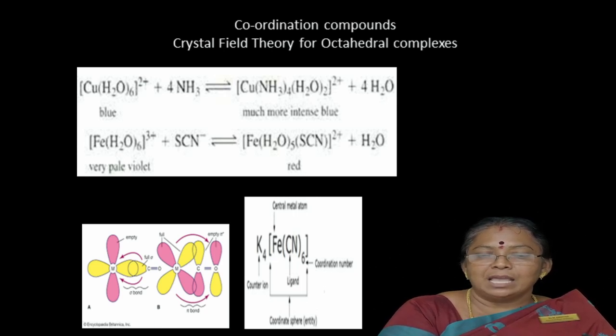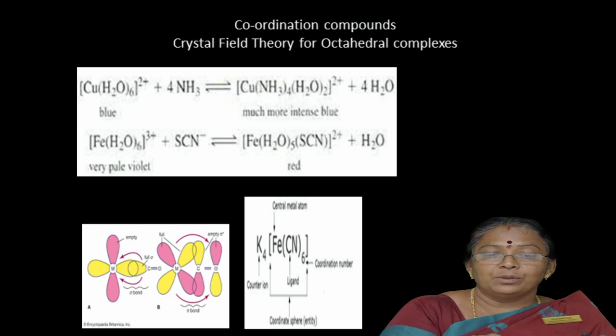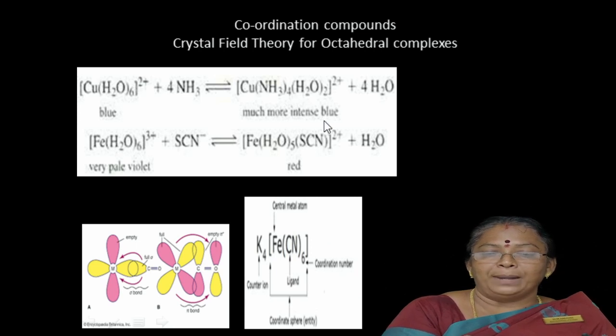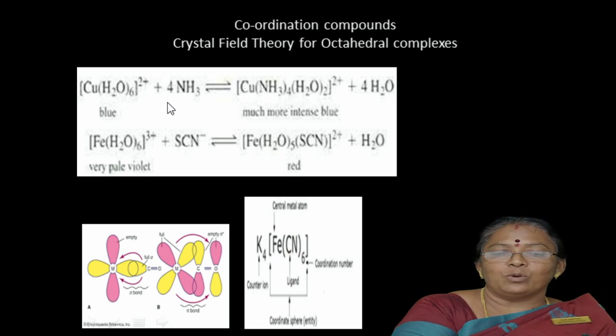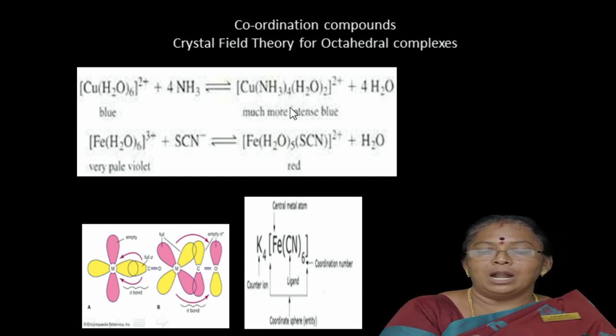The metal is considered the central metal ion, and the molecules which react with that central metal are called ligands. So here mixed ligands react with copper and form different complexes: 4 ammonia molecules and 2 water molecules. Here 6 water molecules completely react with copper and give the blue color. The ammonia and 2 water molecules are mixed ligands.